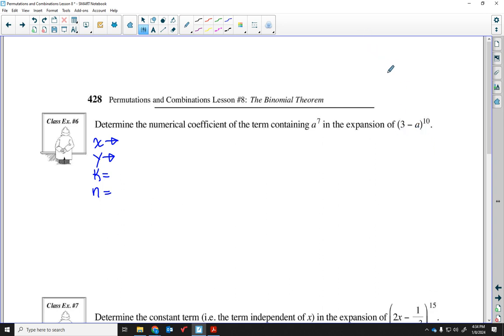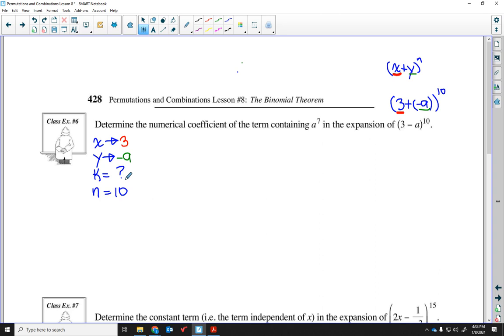Now, first things first again, we want to write down the binomial in this form, (x plus y) all to the power of n. So I can write this as an addition statement, 3 plus negative a, and then we're going to raise that all to the power of 10. So it's not x, it's 3. And it's not y, it's negative a. The value of n is the exponent of the binomial, so that's equal to 10. But once again, I don't know what k is, so that's a bit of a problem.